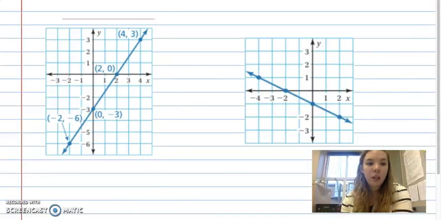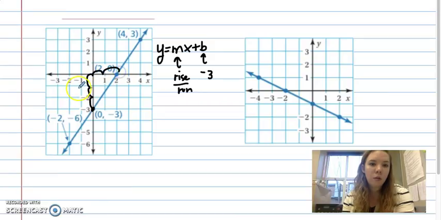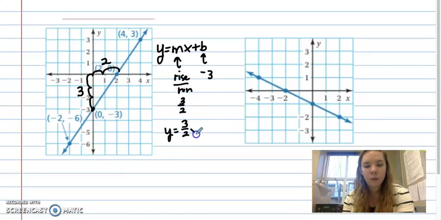Okay, here we're going to write the equation for our linear function. So we have y equals mx plus b. So we need to find the slope and the y-intercept. So slope, remember, is rise over run, and your intercept is where it touches your y-axis. So in this case, it touches at -3. Our rise over our run is 1, 2, 3 over 2, so 3/2. So this would be y equals 3/2 x minus 3.